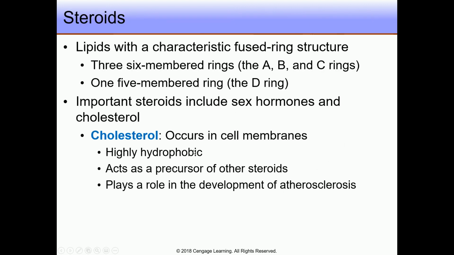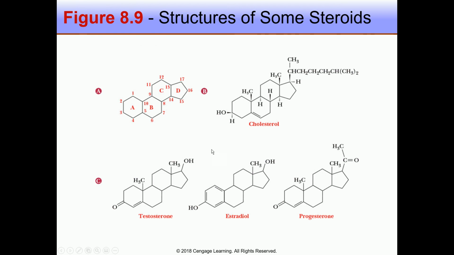So these steroids are made of these ring structures, and these ring structures are fused to each other. The category of steroids includes the sex hormones and cholesterol. Cholesterol is a very important steroid because it is present in our plasma membrane. These are some of the structures of steroids, like cholesterol. This is testosterone, this is estradiol, this is progesterone. Testosterone is a male hormone, estradiol is estrogen, a female hormone. So these are all steroids.